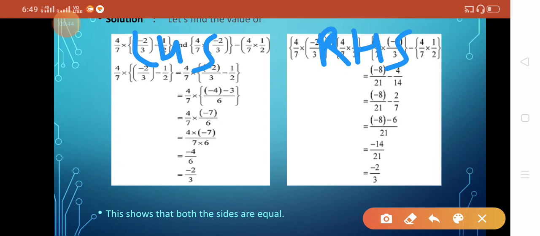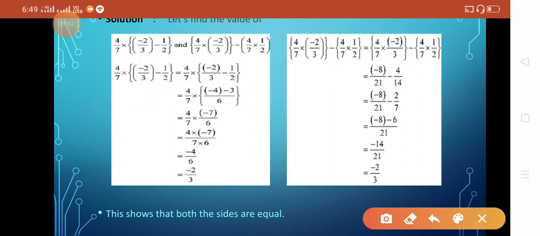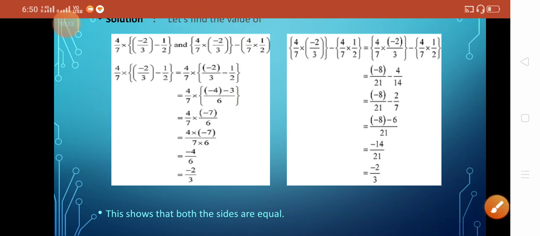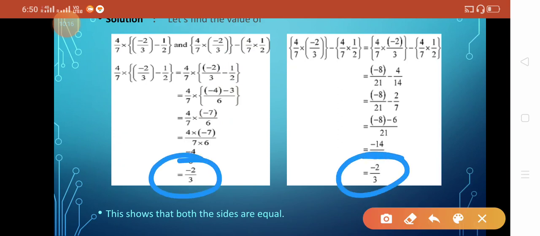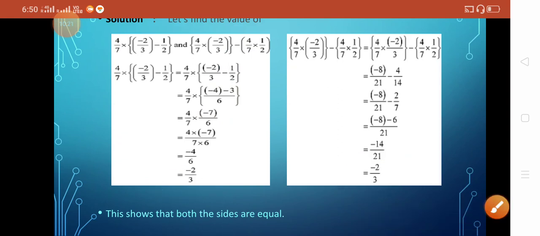So for the LHS value, what will we do? First of all, we will solve the bracket. The bracket contains minus 2 by 3 minus 1 by 2. Taking the LCM, which is 6, 2 2s are 4, 3 1s are 3, so minus 4 minus 3, minus 7. So minus 7 by 6, times 4 by 7. 7, 7 cancel. Answer is minus 4 by 6, that is minus 2 by 3. So both LHS and RHS have the same value. We have minus 2 by 3 here, minus 2 by 3 here. That means the distributive law applies correctly. The distributive law is true.